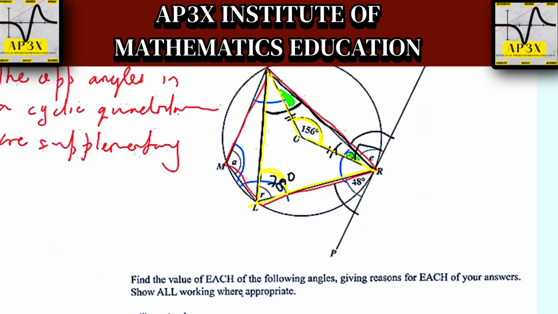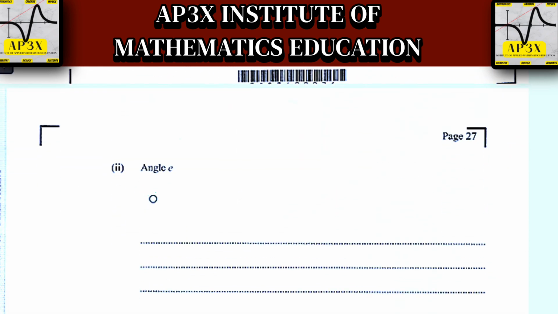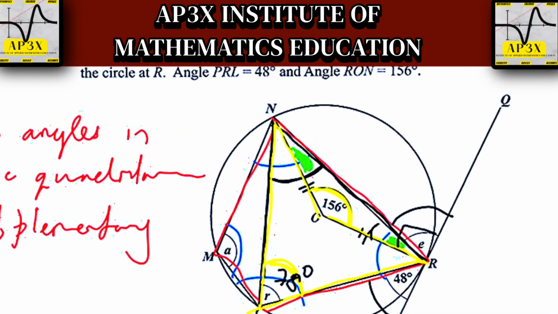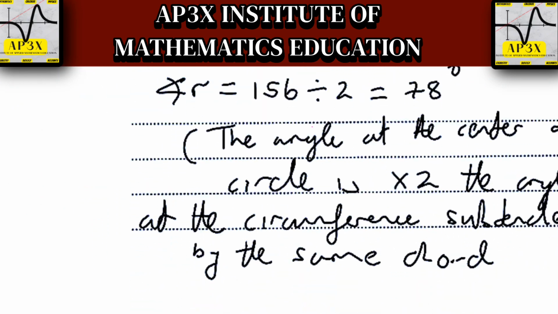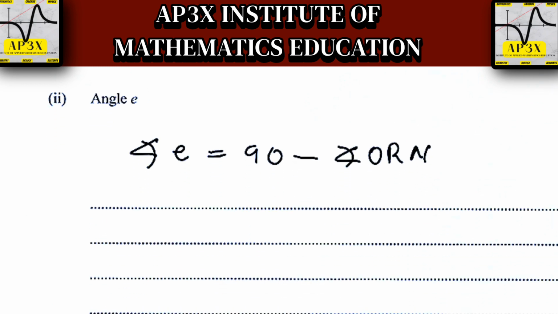So if I can find the little green piece in here, I can subtract that away from 90 and I'll get it. So right away I can write a very simple equation. Angle E is going to be equal to 90 degrees minus, let me give that green section of my diagram a name, angle ORN. So it's going to be 90 degrees minus angle ORN. The key in finding this is to find angle ORN.